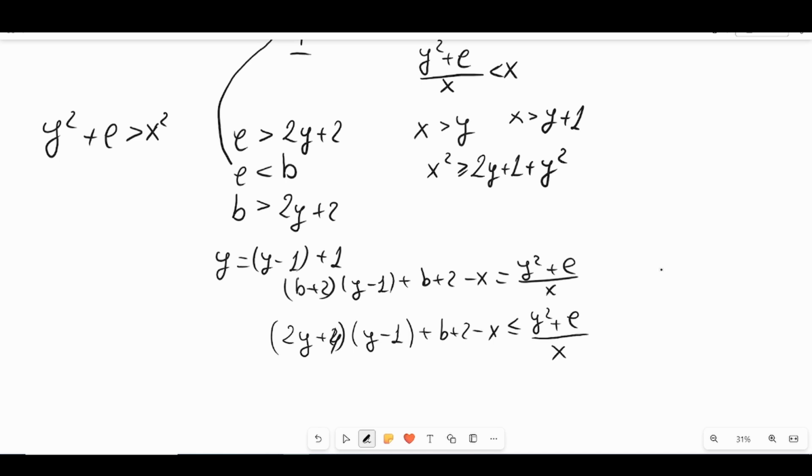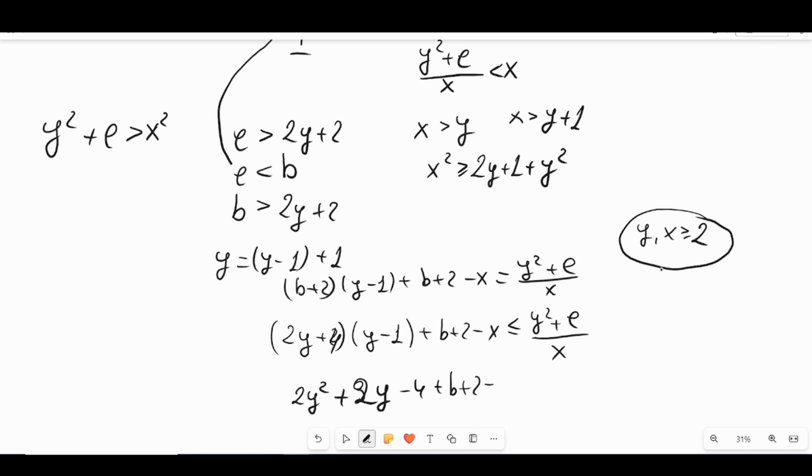Now we have assumed that e and x, both of these numbers, are greater or equal to 2. It can be seen that this is very obvious, because if one of them is 1, then we can get the answer very easily. So what is their product? This would be 2 times y squared plus 2 times y minus 4 plus b plus 2 minus x. This must be less or equal to y squared plus e.